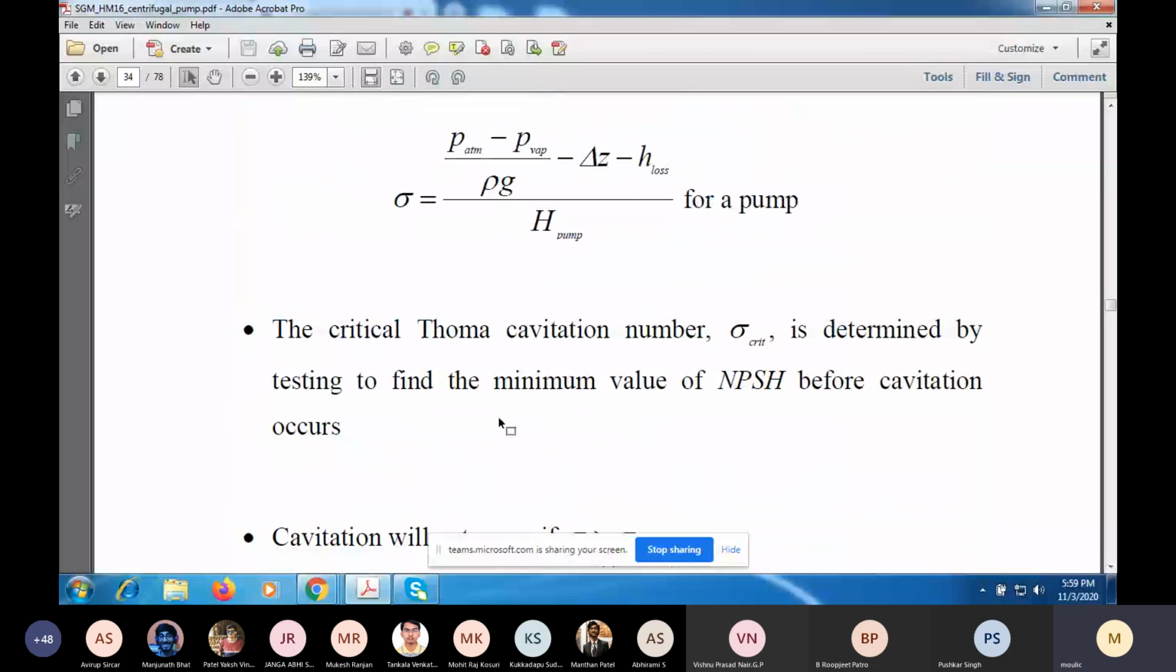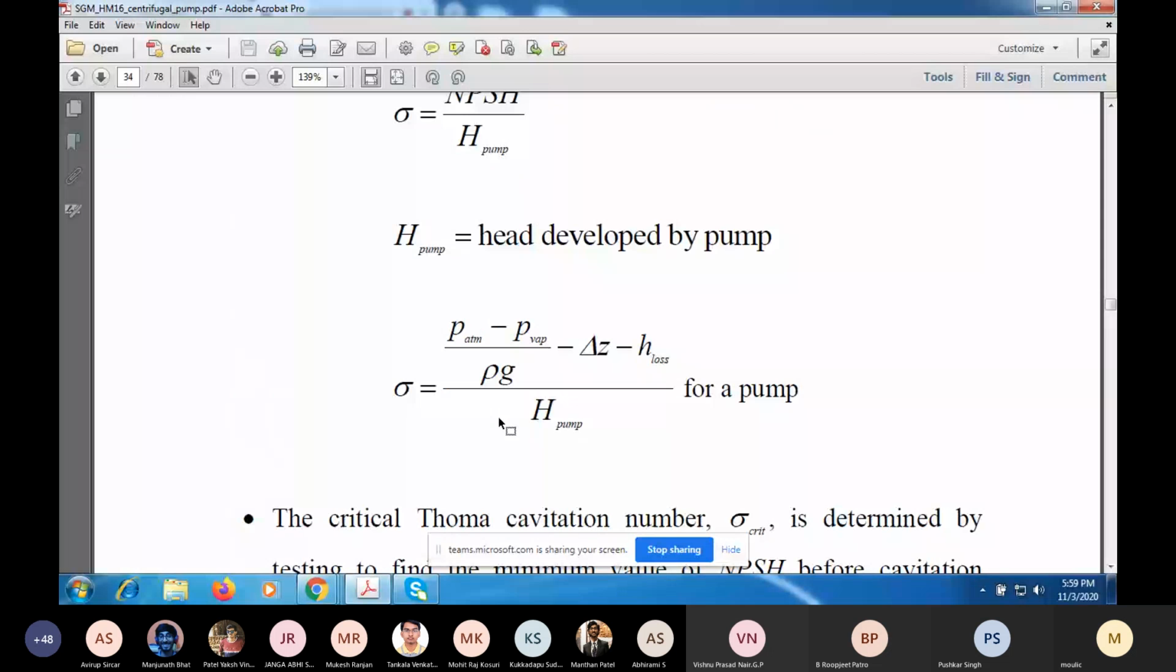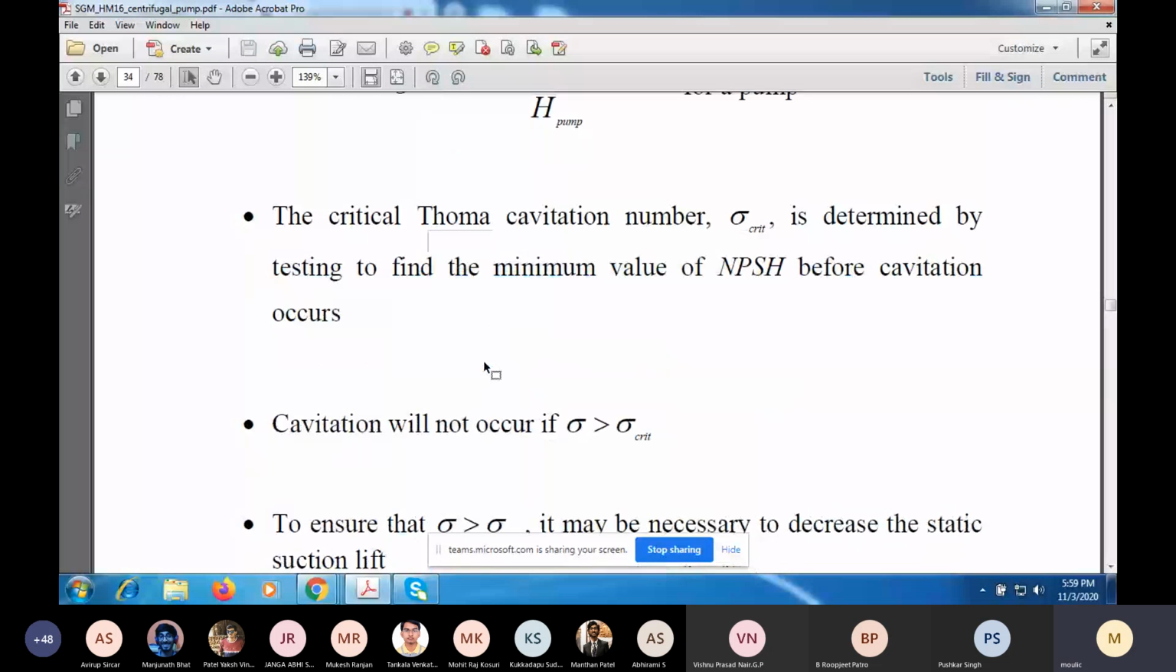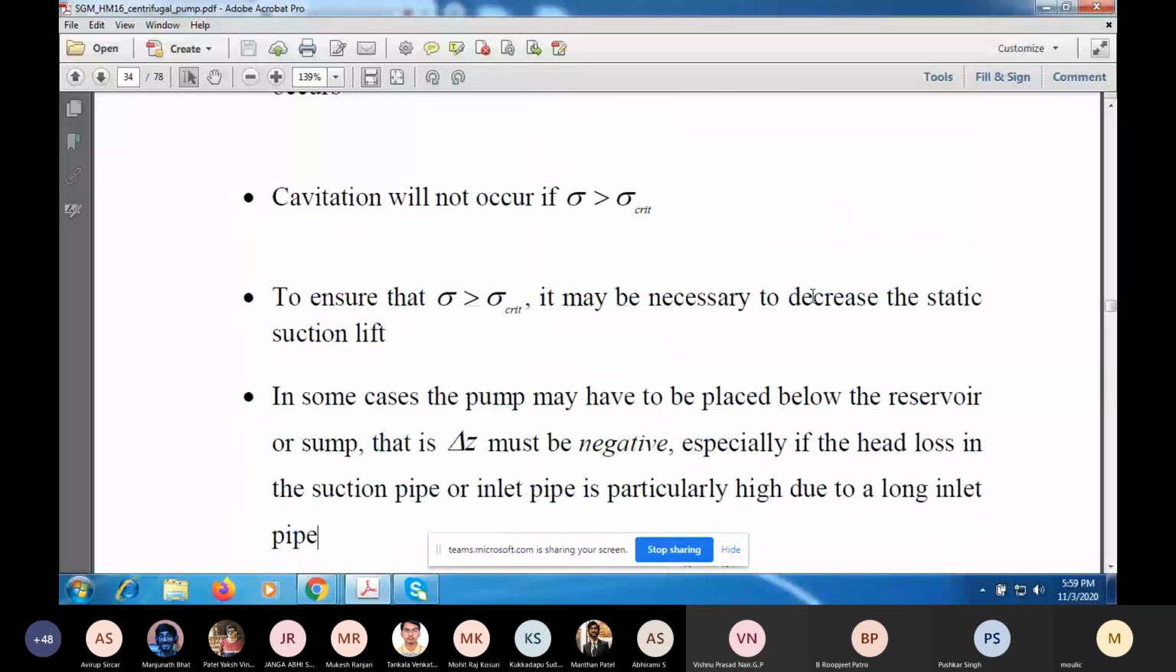But if you look at the expression for sigma critical here, you have a head loss term which will reduce the numerator, and you will have this delta Z which will reduce the numerator value. So the larger the delta Z, the less will be the numerator. Okay, so you have to ensure that delta Z is not too large. If delta Z is very large, then this will fall below the critical value. Okay, so you may need to decrease the static suction lift.